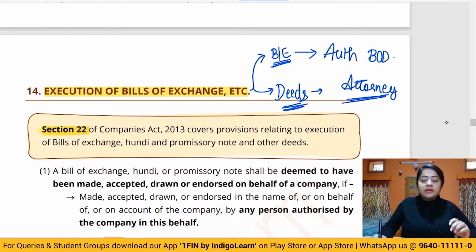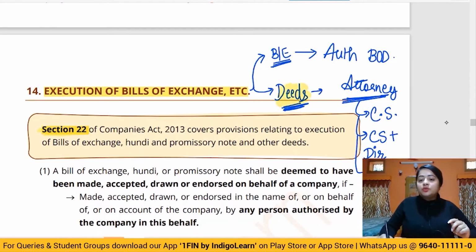Now, whenever this attorney is authorized, the board of directors are going to authorize such an attorney by either the common seal of the company. If the company does not have a common seal, then the company secretary plus a director are going to sign on this authorization document. If the company does not have any company secretary, then two of the directors are going to sign to give power of attorney to this attorney to execute the deeds on behalf of the company. What are we saying? So in case of deeds, an attorney has to be made authorized. Okay, that attorney is going to execute all the deeds on behalf of the company.